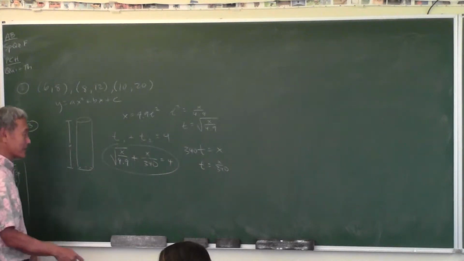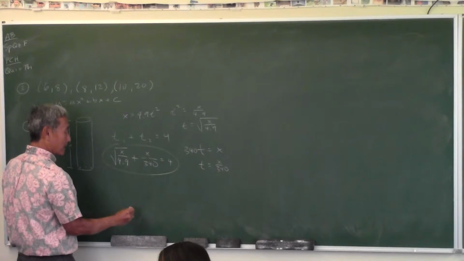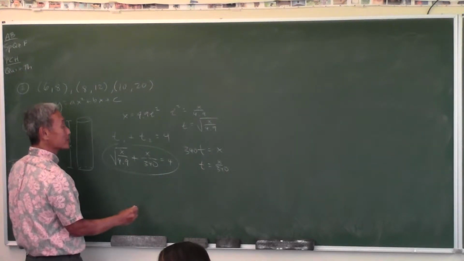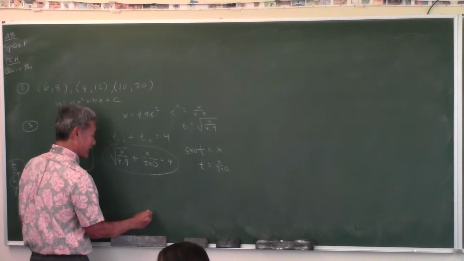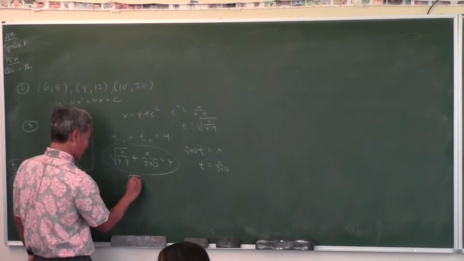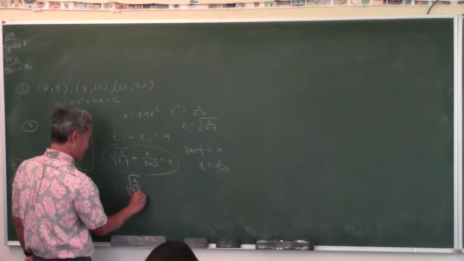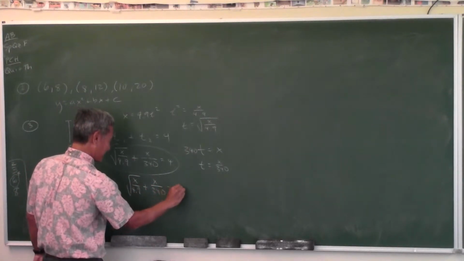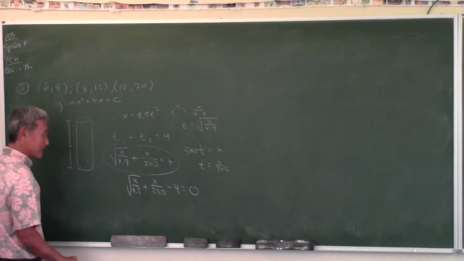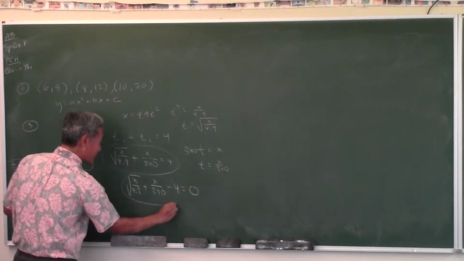So what did I tell you yesterday? How do you solve any equation on your calculator? Make one side zero. So look, make one side 0. The hard part is writing this equation. Okay, make one side 0. Graph this on your calculator.